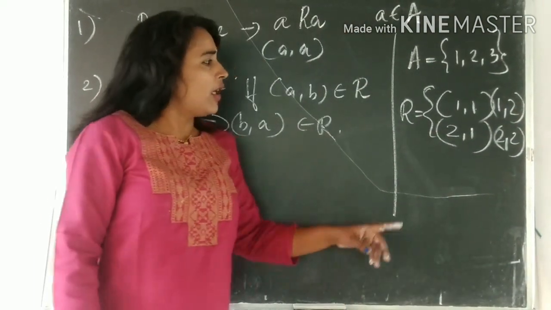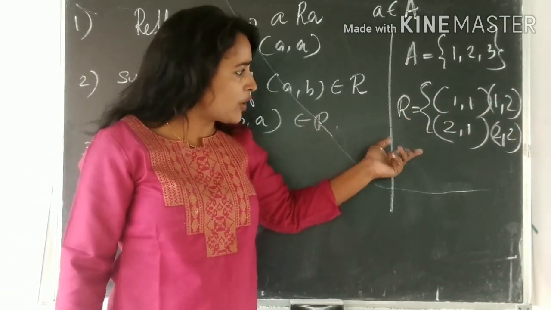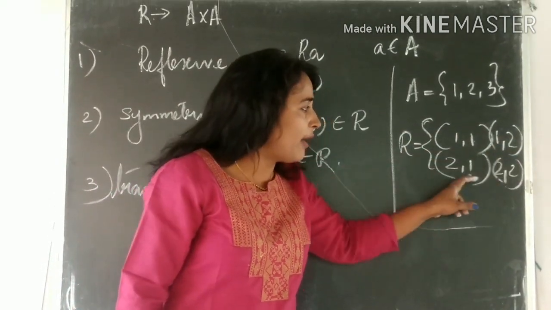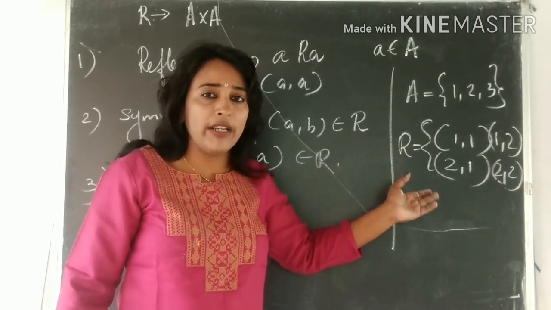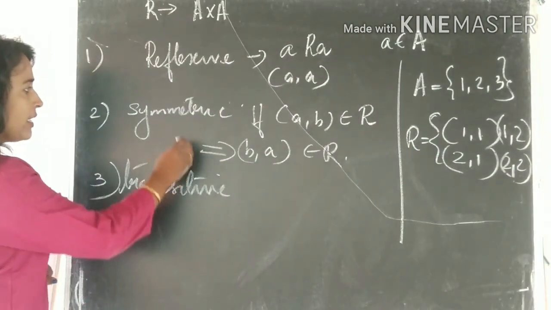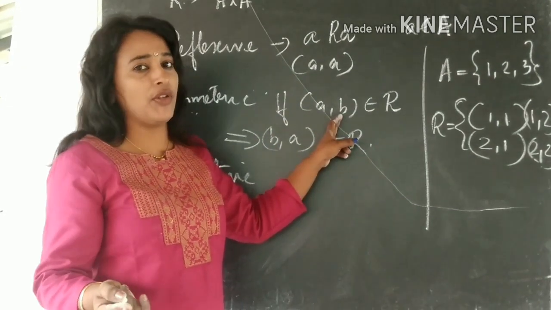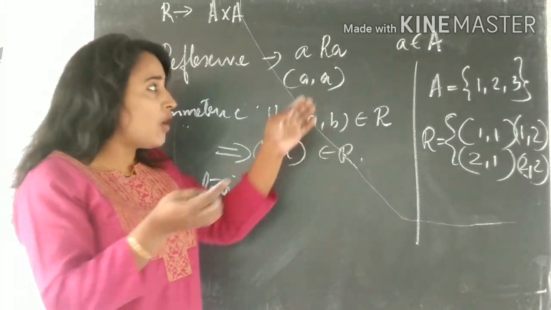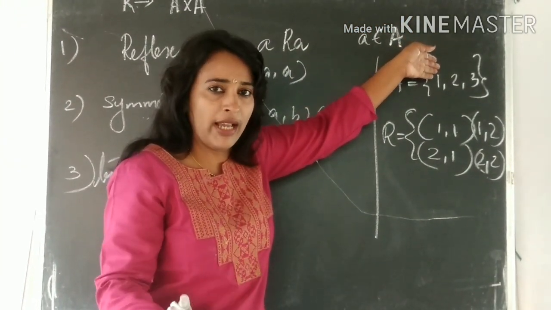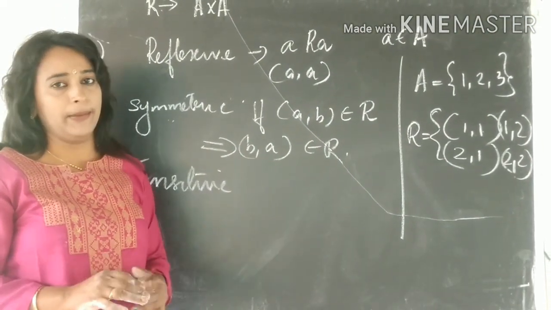Now listen, (1, 1), the reverse is (1, 1). (1, 2), the reverse is (2, 1). Is that there? Yes. (2, 2), the reverse is (2, 2). For every ordered pair in the relation, the reverse is also present in the relation. Therefore, it is symmetric. And one more thing, only if (a, b) is present, then you have to check whether (b, a) is there or not. You should not make all the pairs from the set and find all the reverses. No need of that. Only if (a, b) is present in the relation, then you must check for (b, a).